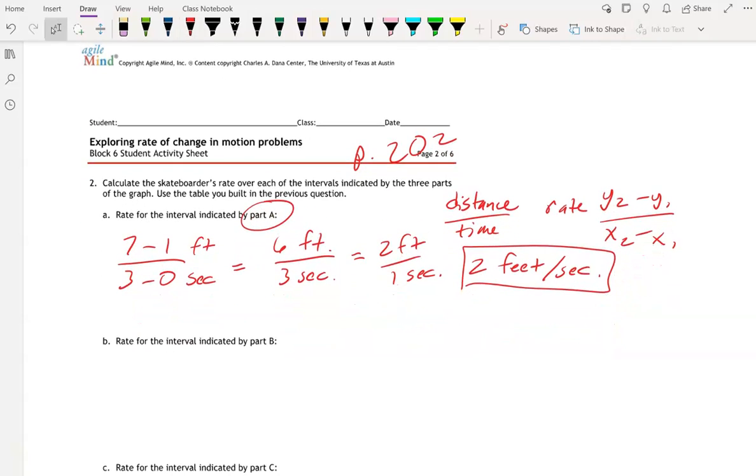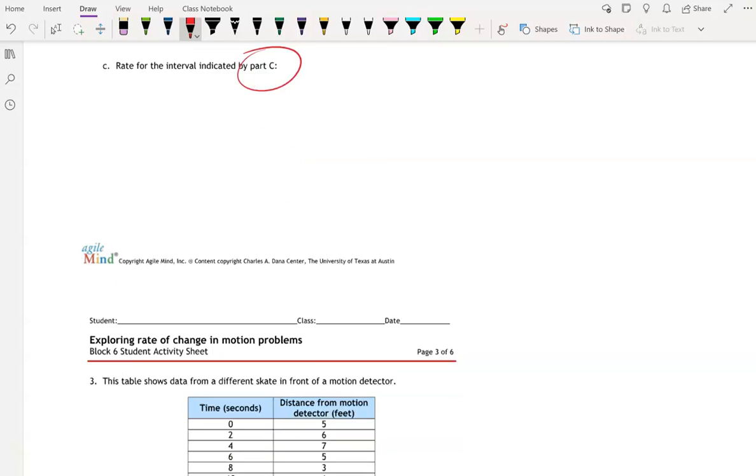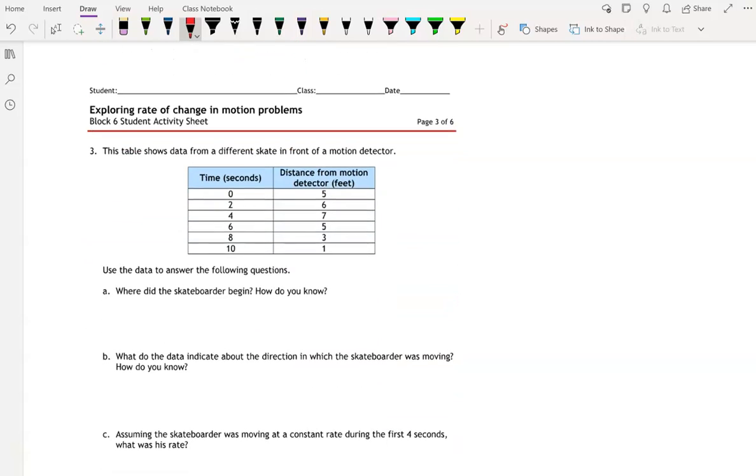Now, given that information, you should be able to give the rate for the interval indicated by part B and by part C. You go ahead and do that. Pause the video while you finish that up, and we'll get back to you when you're done with that. Okay, now that you have completed that, let's go on to the next page.